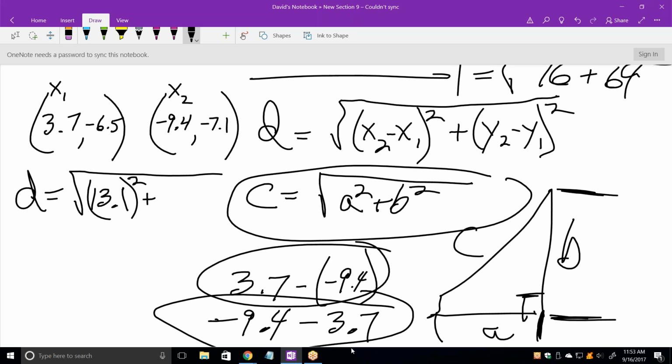Plus, what's the difference in the y's? One way to avoid the arithmetic here is just to ask, what's the distance between minus 6.5 and minus 7.1? What is that distance if you were looking at a number line? Well, here, let me draw the number line. Here's minus 6.5. Here's minus 7.1. How far is it between those two numbers? 1.4, right? 0.6.